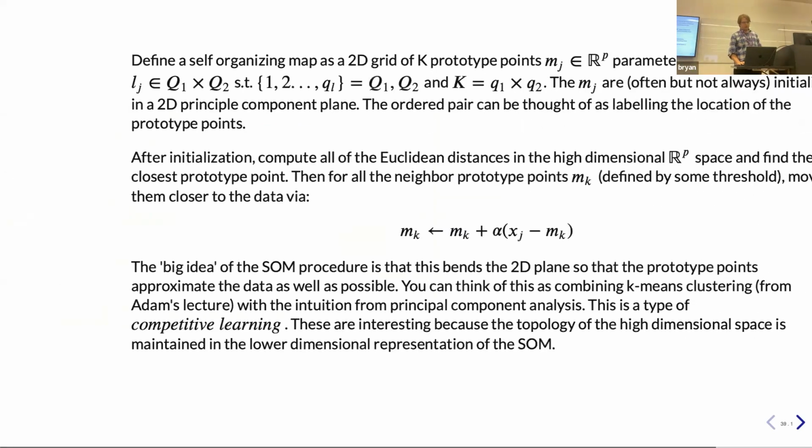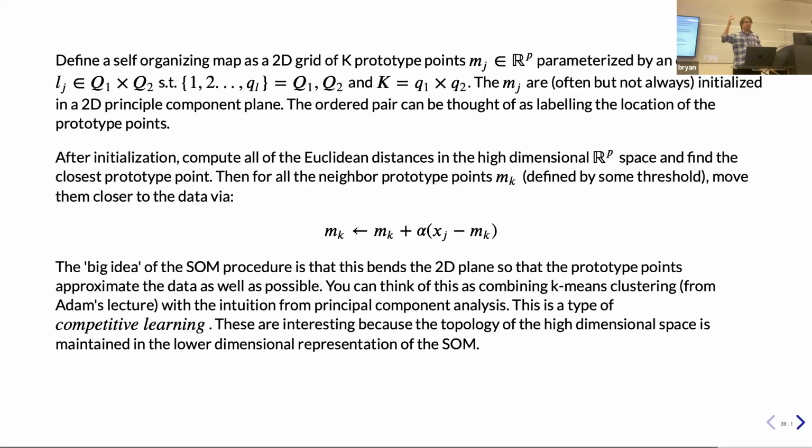And what we're going to do is map all of the data that lives in 28 dimensions down to those 2D ordered pairs. The way we're going to do that is compute all the Euclidean distances of all the points in the high dimensional space, and find some prototype point, and find the closest one.